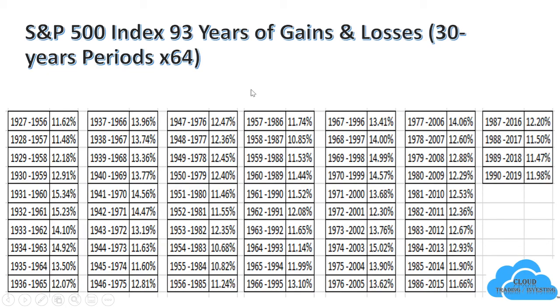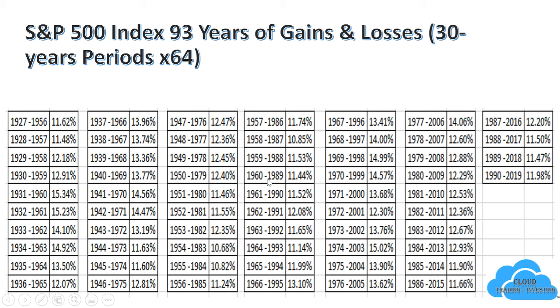This is an example of the S&P 500 over 93 years of gains and losses. Everything here represents a 30 year period. Here in total there are 64. You can see from this example that over the last 30 years, every year you can actually gain about 12%. When it is the highest, maybe you can have 15%. Yes, the highest is 15%. The lowest is also 10%, but on average it is about 12%.